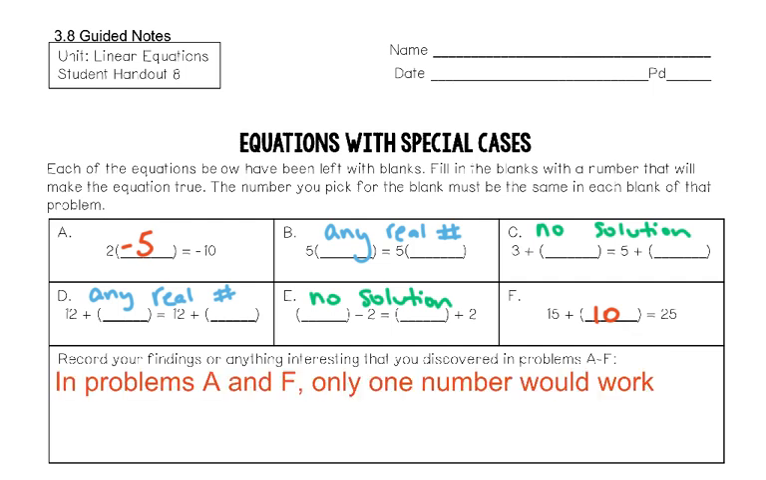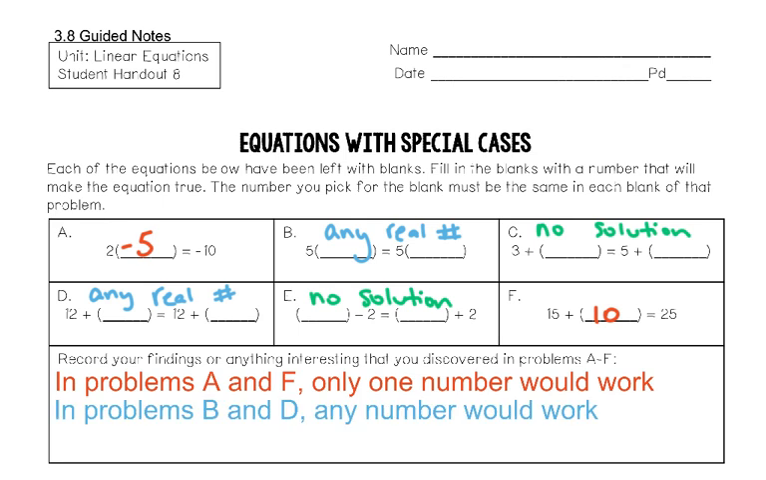So let's just summarize what we found from this little experiment. In problems A and F, only one number would work. Only one number could work in those problems. So those were an example of problems that only had one solution. However, in problems B and D, the blue problems, any number would work. We could put in any number and it would make the equation true. So a solution is just the answer to a problem. And there are many answers to the problem. There's an infinite amount of answers we could have put in. So any number would have worked for B and D.